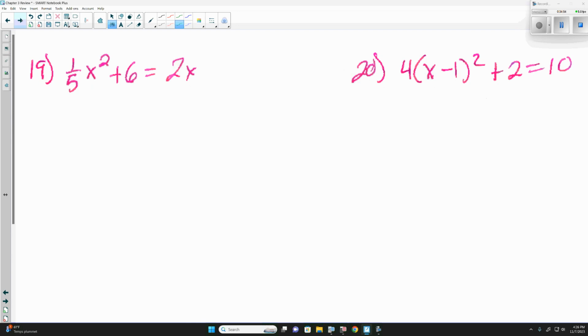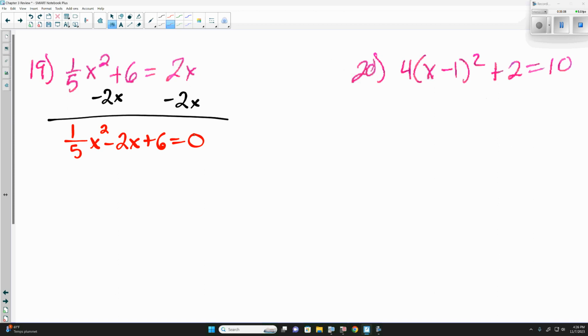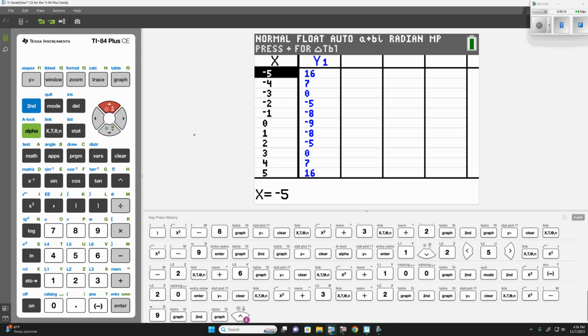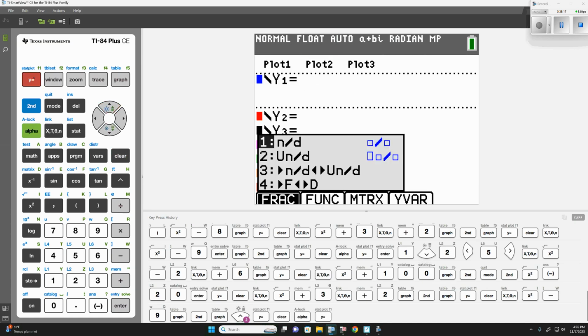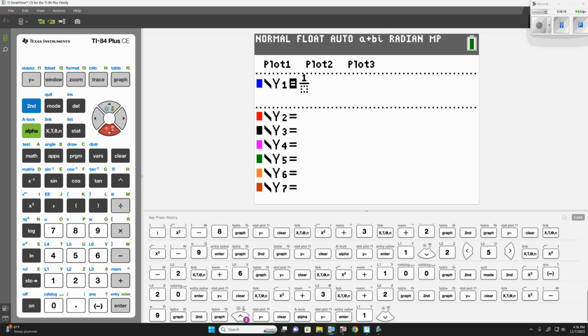Number 19, no matter which method we do, we will need to get the 2x over with the x squared. That does give us 1/5 x squared minus 2x plus 6 is equal to 0. Since it already is equal to 0, we can graph it. If you're going to graph it, you have to get the equation equal to 0. Graphing, we do y equals, alpha, y equals, enter will give us our fraction.